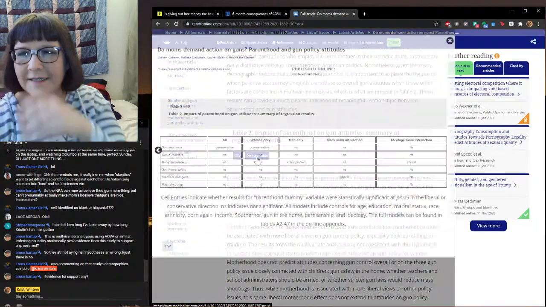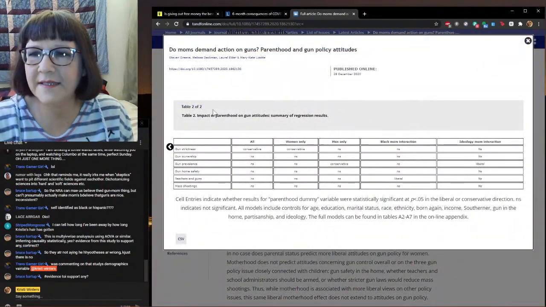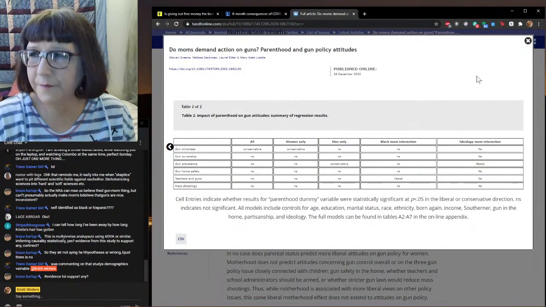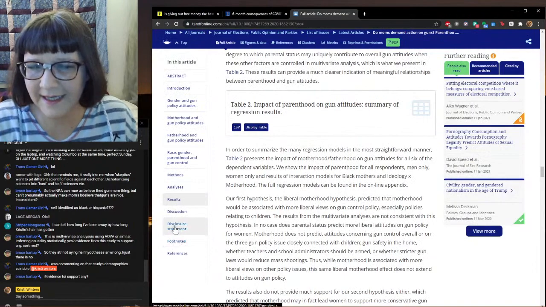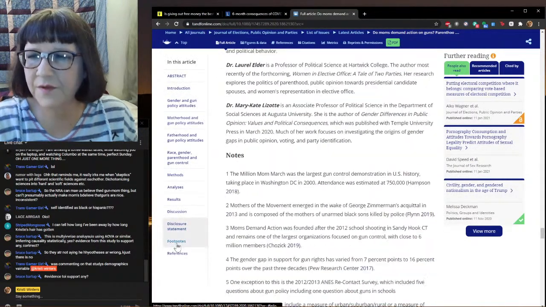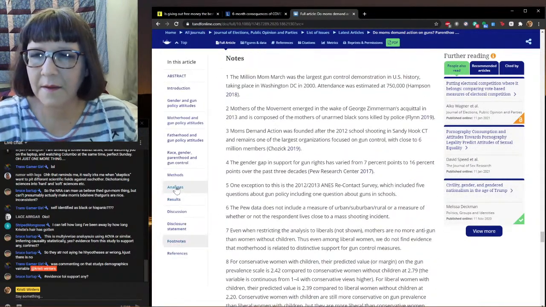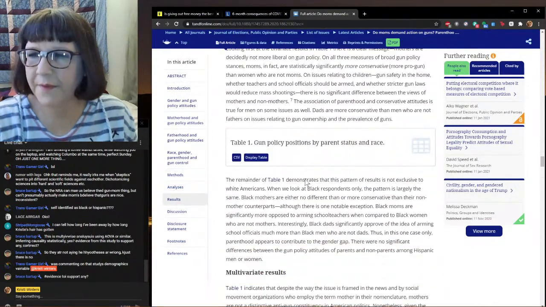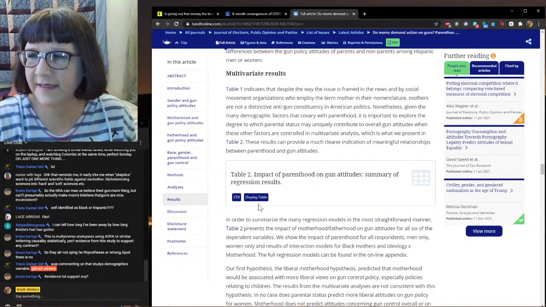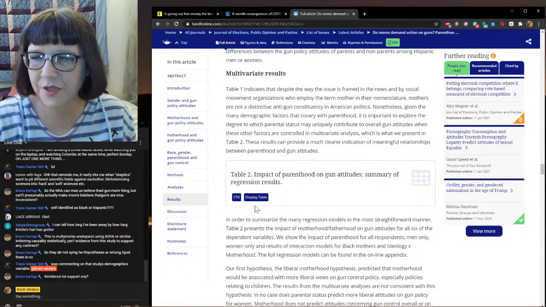This isn't a great table. I'm not happy with this table. Normally they look more nightmarish than that. Let's see. Disclosure statement. Let's see, footnotes. Anything else? It's the one thing I would say is I want to see the coefficients as opposed to just the yes/no thing.